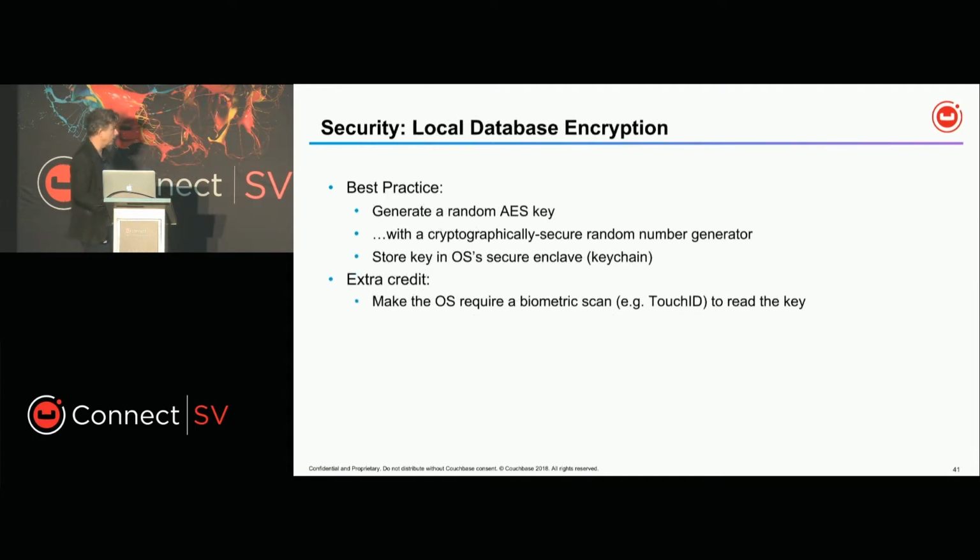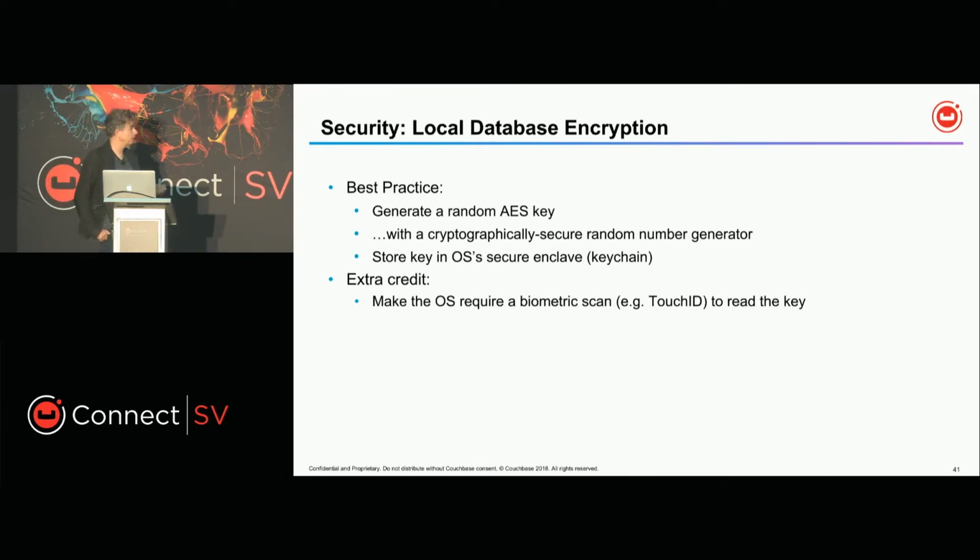Local database encryption, we offer this in our Enterprise Edition product. Best practice here is to generate a random key, not a password, but just a random AES key of, now, do we support 128 or 256 bits? Yeah, okay. That was iffy for a while. So 256 bits of pure random high-entropy data generated by a cryptographically secure random number generator that is not the rand function in the C library, but something that actually goes through the OS's entropy store. And then store that key in the secure enclave, again, the keychain or whatever.